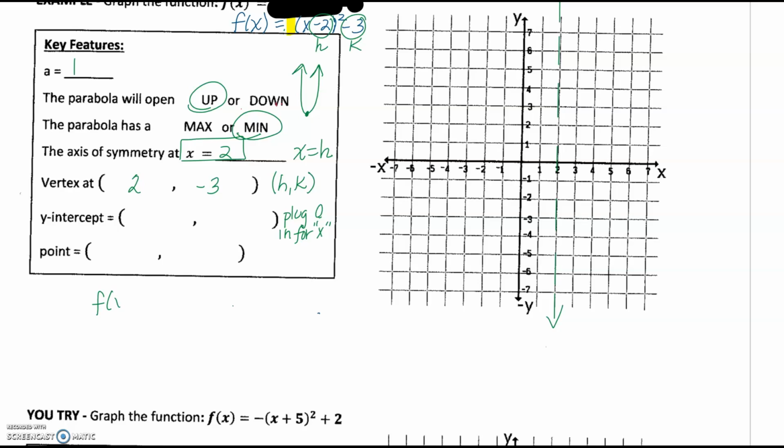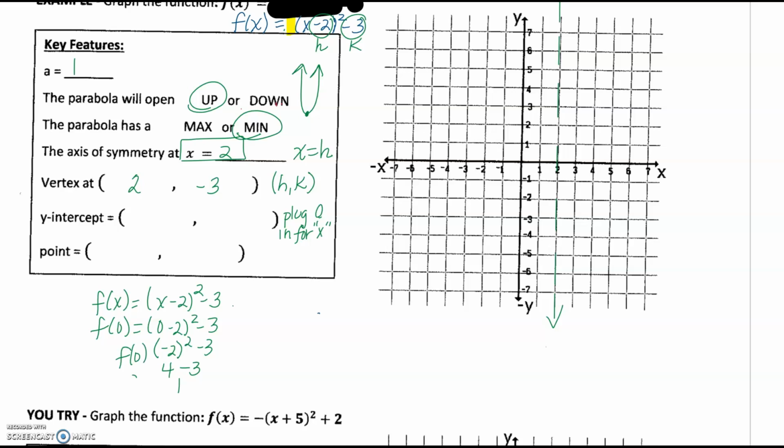I'm going to rewrite it down here. There's a little more room. f of x equals the difference of x and 2 squared minus 3. So the f of 0 equals 0 minus 2 squared minus 3. What is 0 minus 2? It's negative 2. When I square a negative, it becomes positive. So I get 4 minus 3, or 1.